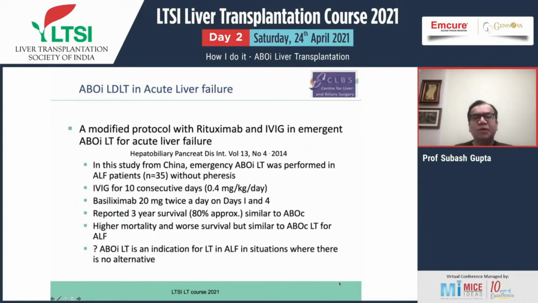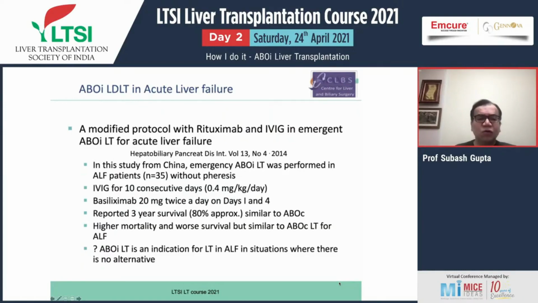And the only big reported series that I could get from the literature is one from China, in which a modified protocol with rituximab and IVIG in emergent ABO incompatible liver transplantation for acute liver failure was reported. With 35 patients, all of them apparently had no pheresis, IVIG for 10 consecutive days, basiliximab twice on day 1 and day 4.